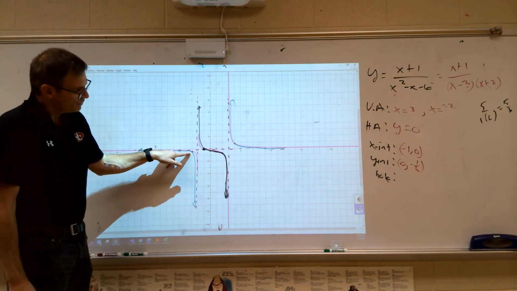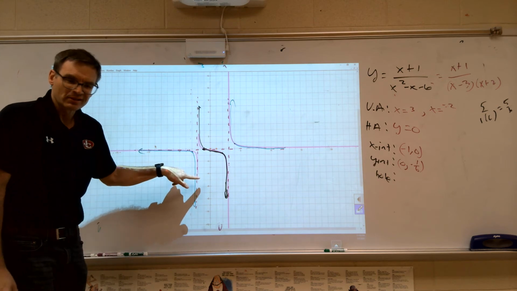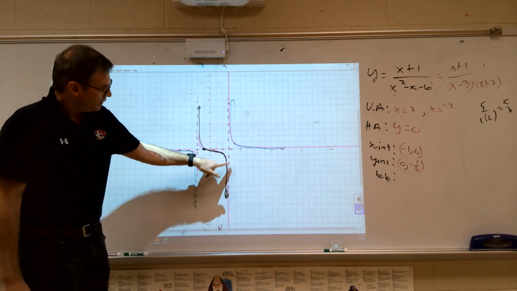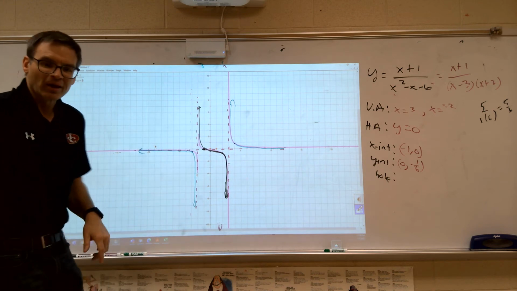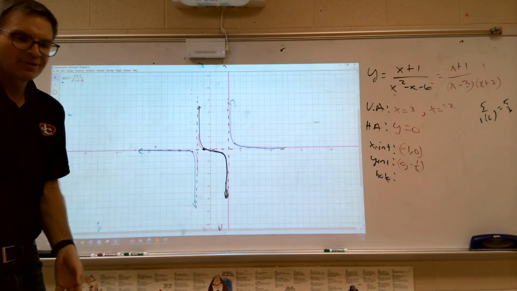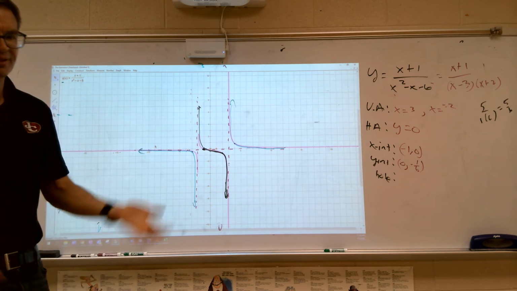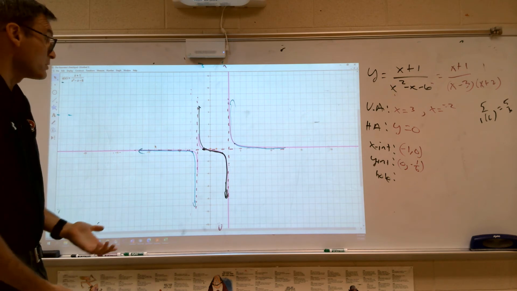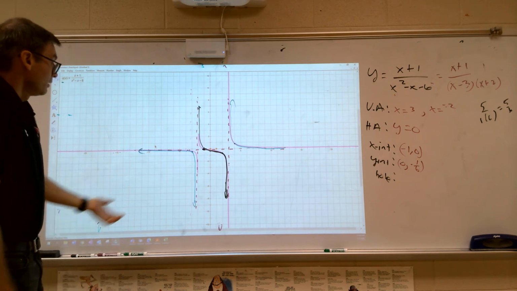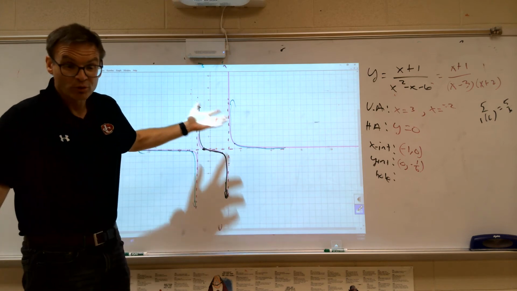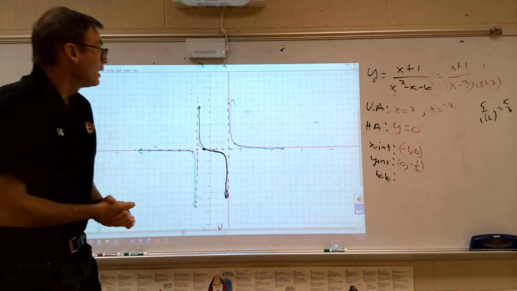This one, I could have done a better job getting closer to that vertical asymptote, and I probably could have done a little better job here. But the goal here isn't to be exact. I mean, to be exact, you'd have to plot a whole bunch of points. We didn't plot a whole bunch of points. I basically plotted 5 total points, and 2 of them were easy.